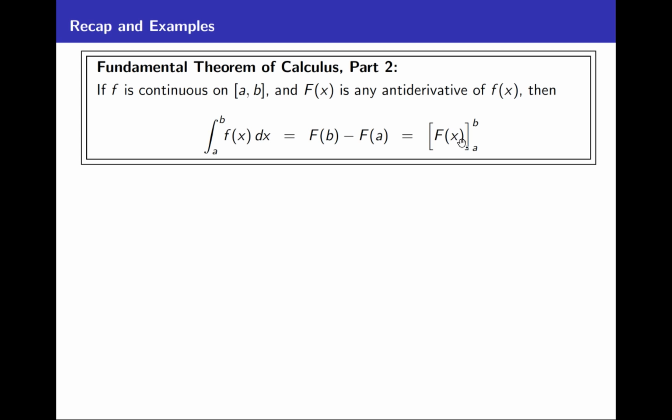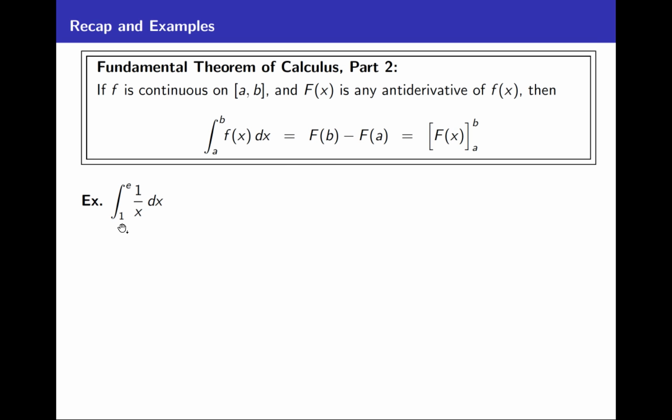And we also introduced this piece of notation, which we read as big F of x from a to b, and that's just an abbreviation of the expression big F of b minus big F of a. So whenever you see this, big F of x from a to b, it stands for big F of b minus big F of a. We looked at some examples of the fundamental theorem of calculus part 2 last time, and we'll continue with that.